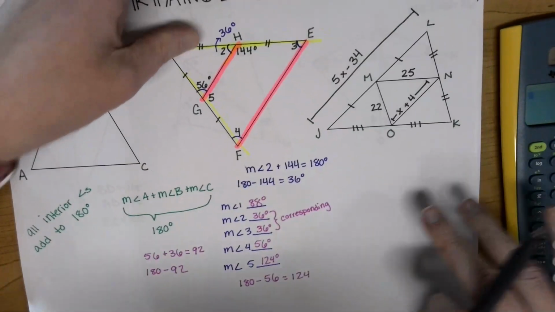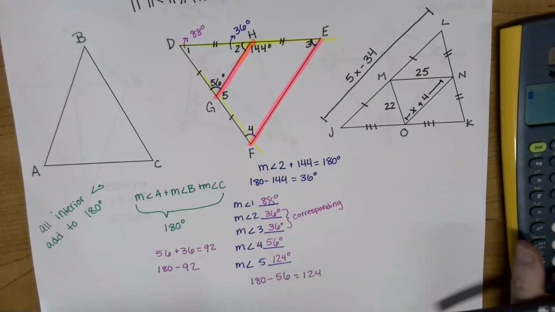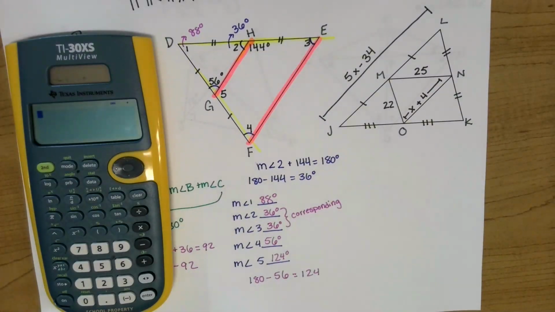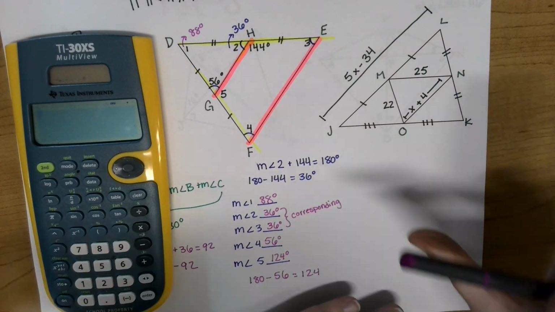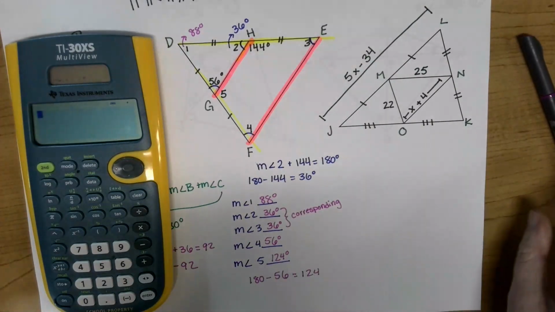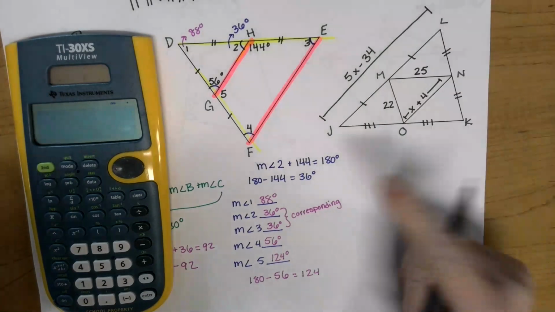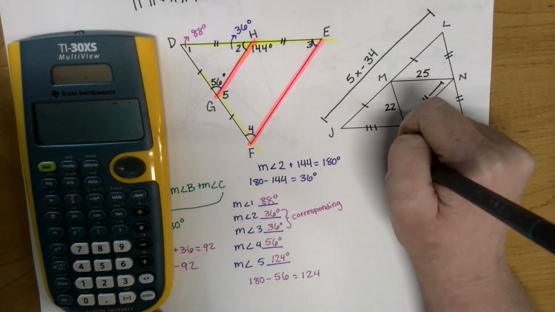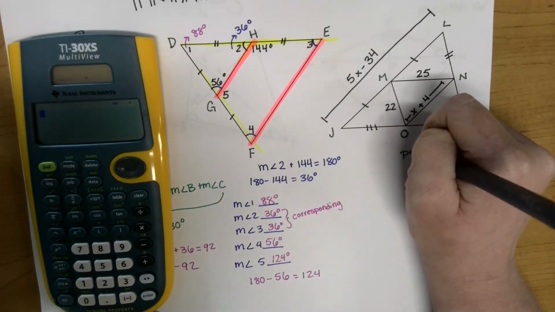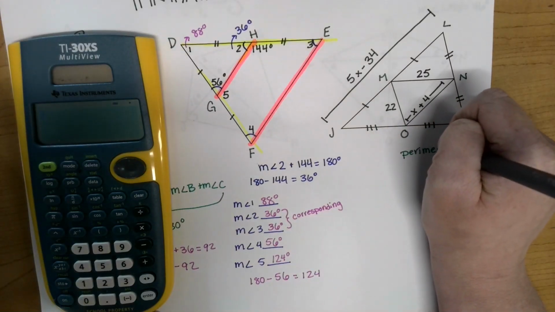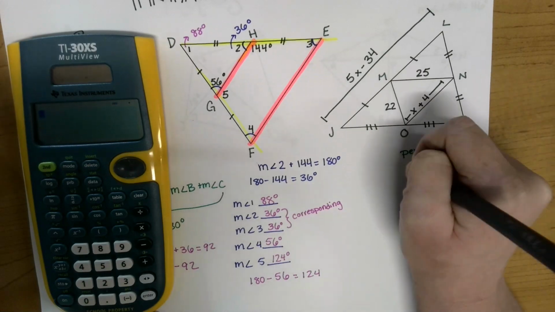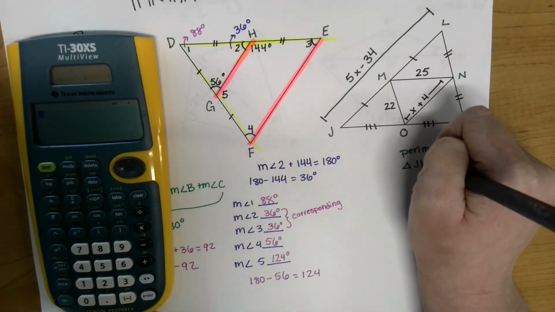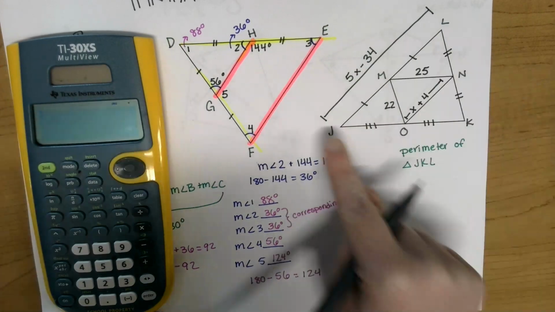Okay, let's look at this little mid-segment problem. This one doesn't have any angles. This is all sides. What we want is the perimeter. I'm going to make this a little more challenging. We want the perimeter of triangle JKL. So this whole triangle, we want the perimeter of.